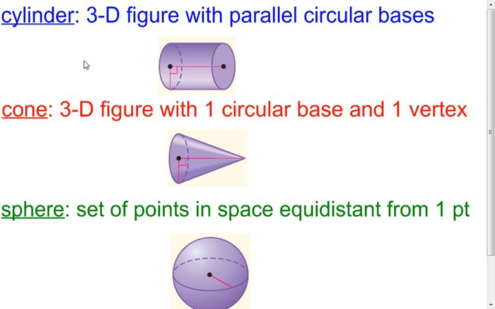Now, these are not polyhedra because they don't have flat faces. So these are classified as totally different. But your cylinder, it's kind of like a prism because it has these 2 faces that are circles that are parallel and congruent. And then you just have a big rectangle that wraps around it.